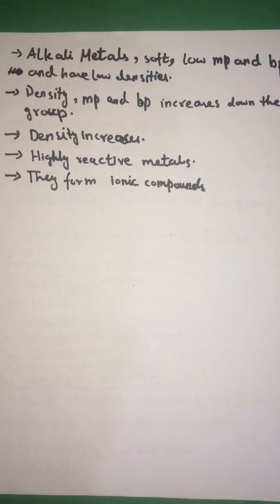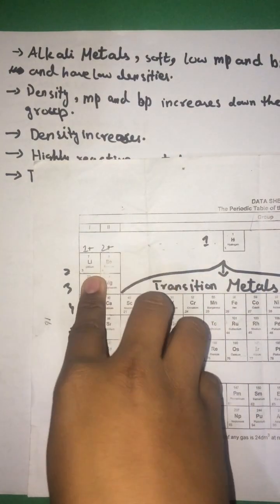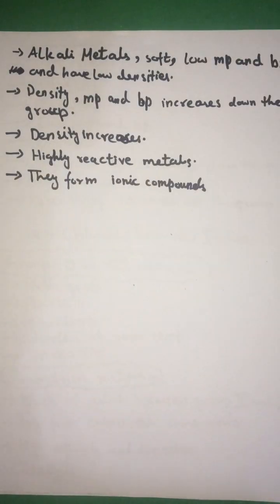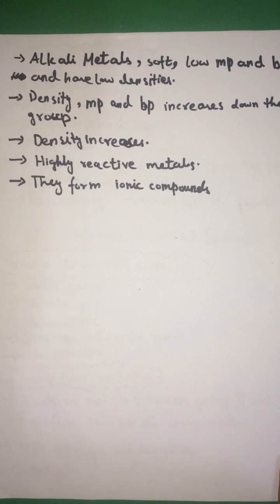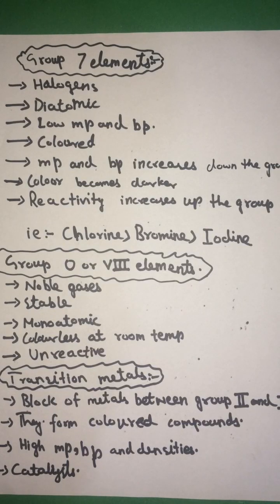Next, the group 1 elements are called alkali metals. They are soft, have low melting and boiling points and have low densities. But going down the group, the melting, boiling point and density increase. For example, lithium is the least dense and it has the lowest melting and boiling point compared to potassium. So they are highly reactive with water and air, so they are stored in oil. They form ionic compounds.